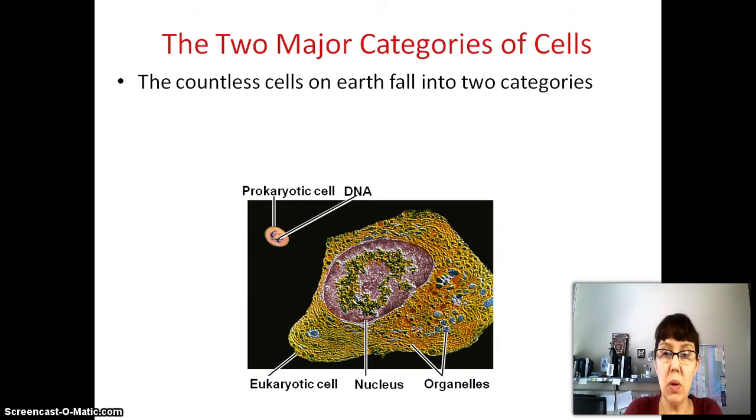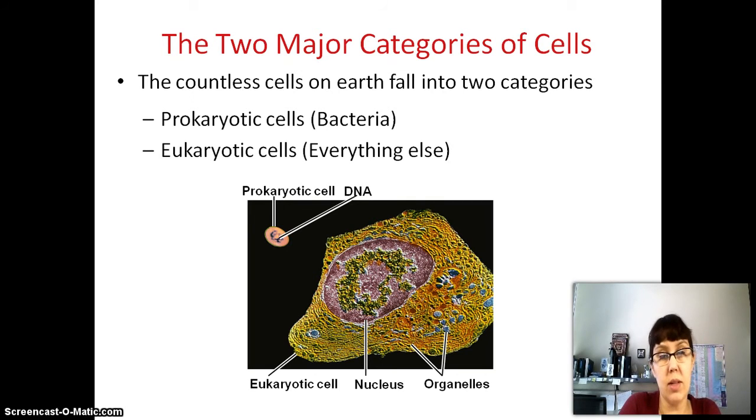They're much smaller than eukaryotic cells, as you can see from this image here. Here's a prokaryotic cell. Prokaryotic cells include bacteria and their close relatives, the archaeans, whereas the eukaryotic cells are basically everything else, so plants, animals, fungi.